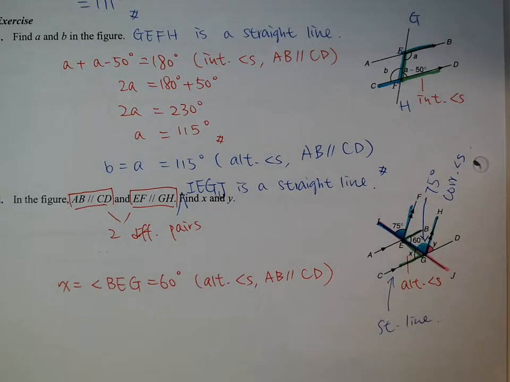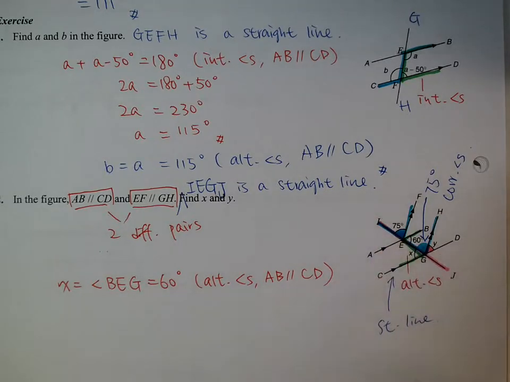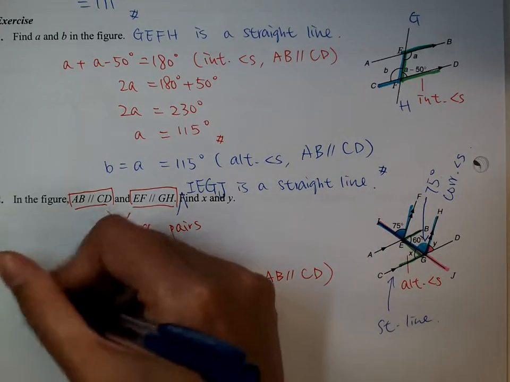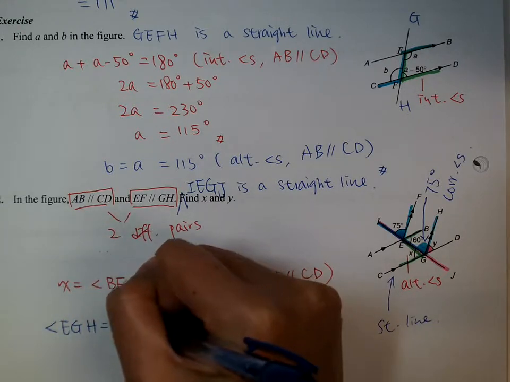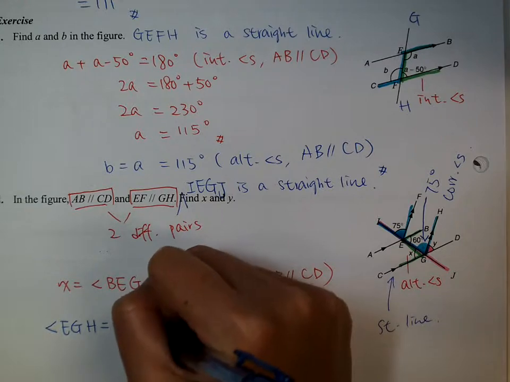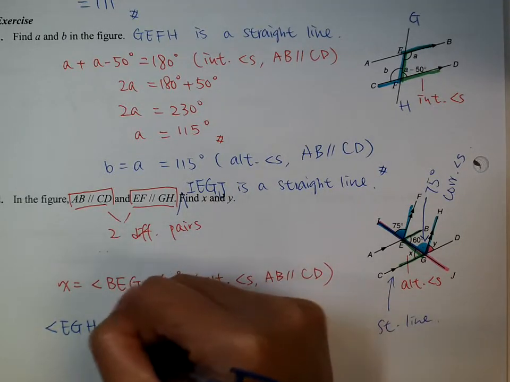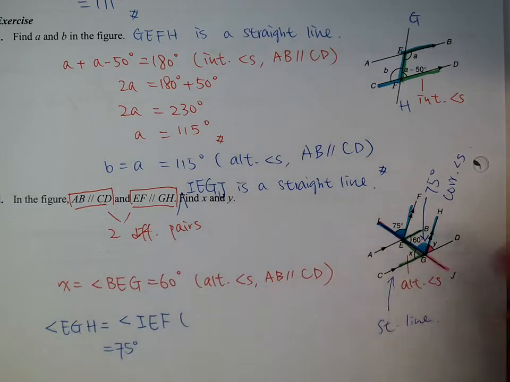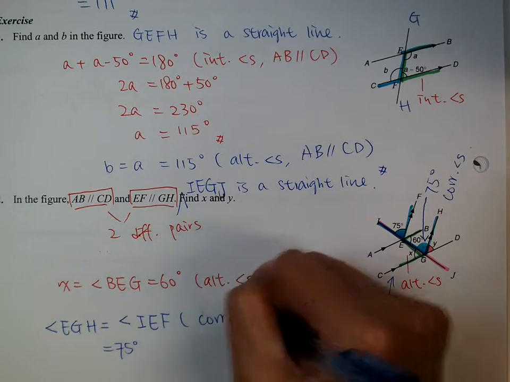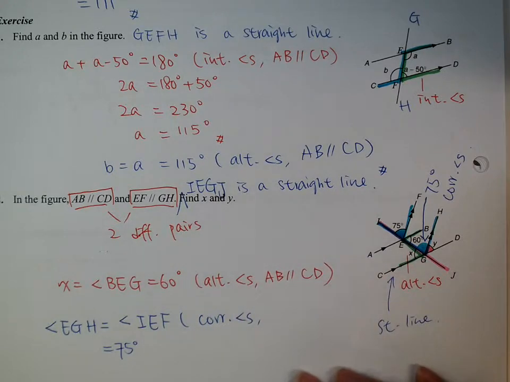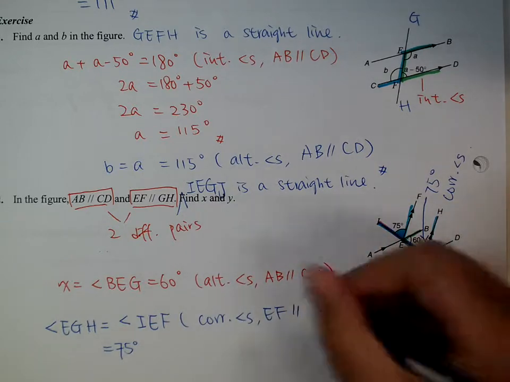So you try to write it down first. The blue pair, the angles, you write it down. The angle EGH equals angle IEF, equal to 75 degrees. The letter F is corresponding angles. The parallel lines you are using are EF parallel to GH.